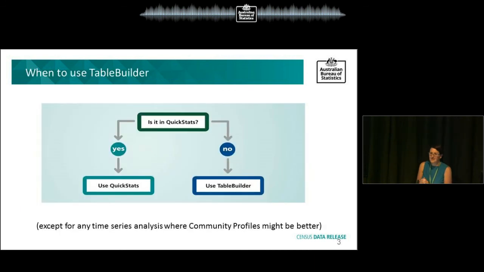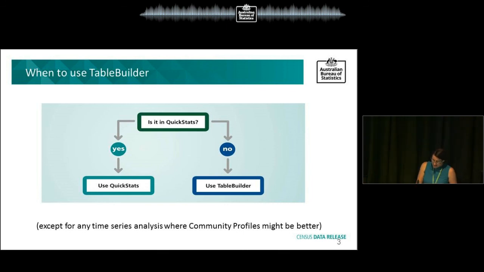So we have this nice, easy-to-use flowchart. Is it in QuickStats? Yes or no? If it is, use QuickStats. If it's not, use TableBuilder. In general, I use TableBuilder all the time, but if I'm just trying to share information with someone, sometimes it's easier just to use QuickStats and send them a link.